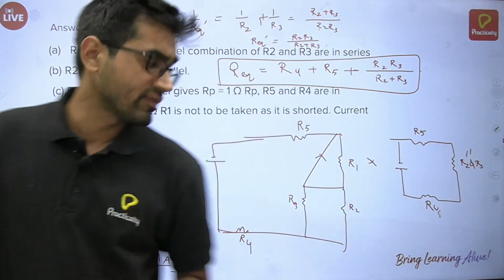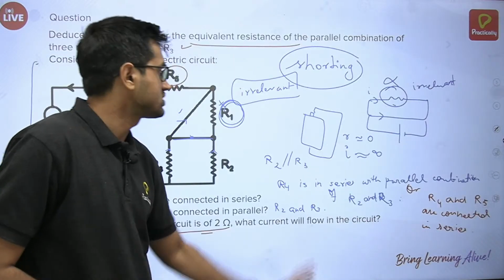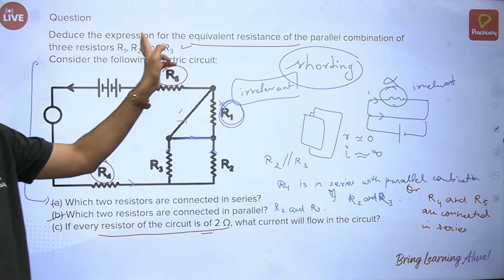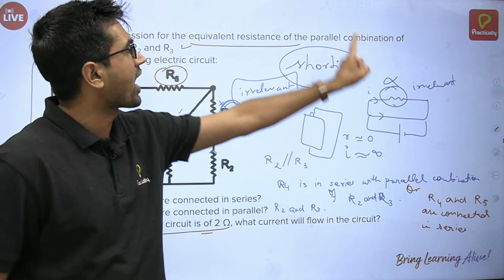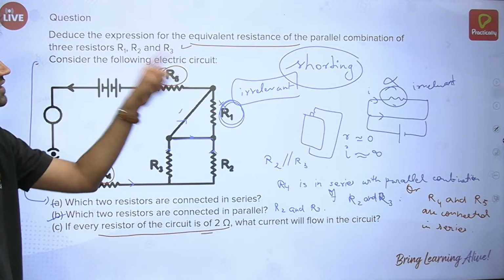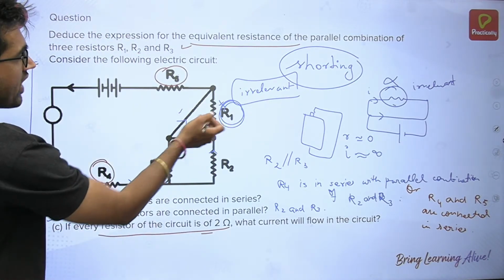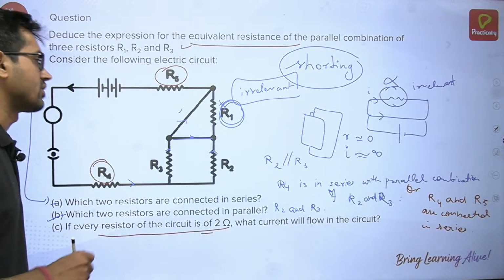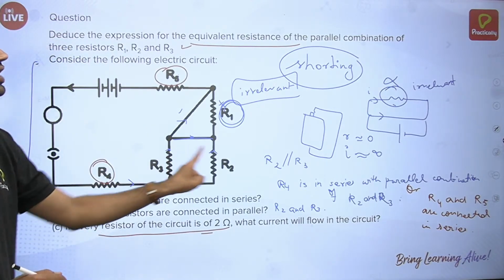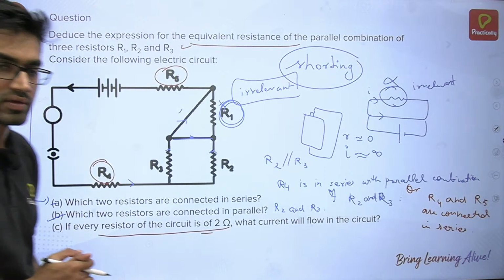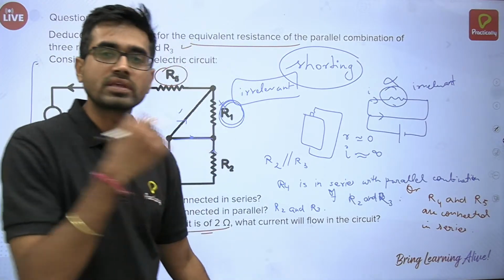Remember that R1 in this circuit was irrelevant. So if it is asking what is the expression for the equivalent resistance of the parallel combination of 3 resistors, the parallel combination of R1 with R2, R3 is not relevant. So it is R2 parallel to R3 only. Fine. Because R1 is irrelevant here.